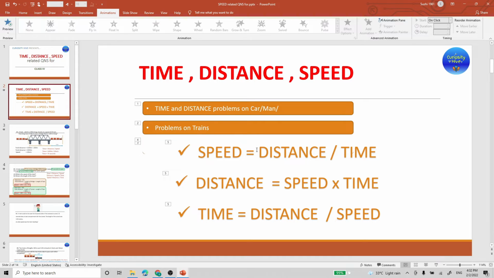So, let's start the first question, which is on problems of trains. So, we are going to look at problems of trains first.